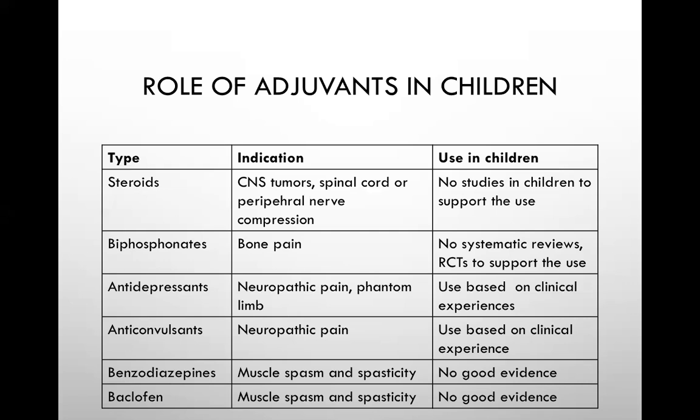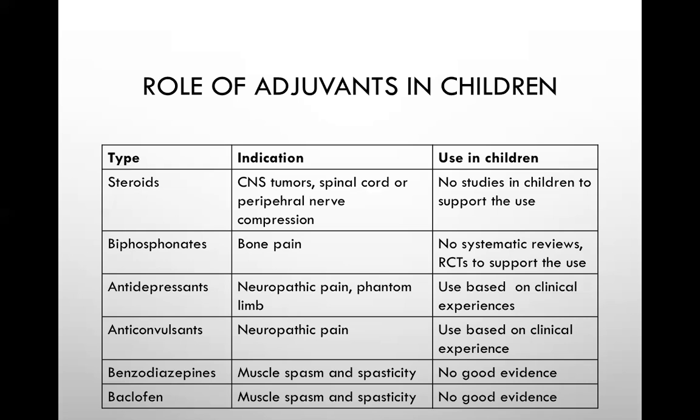So for steroids, from experience, it has been indicated in CNS tumors, patients presenting with raised intracranial pressure, spinal cord or peripheral nerve compression. But for the use in children, there are no studies which support it. Same for bisphosphonates, usually for bone metastasis. It has been used in adults, but in children, there are no systematic reviews or RCTs to support the use.